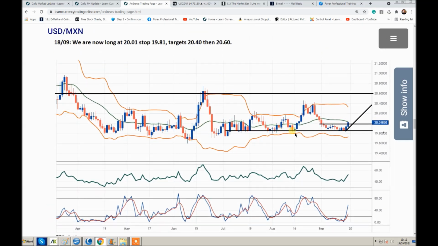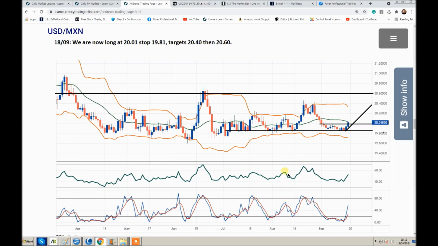This is a pair set up similar to the USD CAD. Pullback, sideways action, and then you get the breakout. If that breakout follows through on Monday, I think it's a buy, and we could be heading for 2060, then maybe even up to 21.